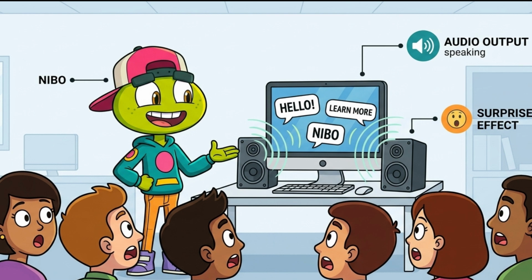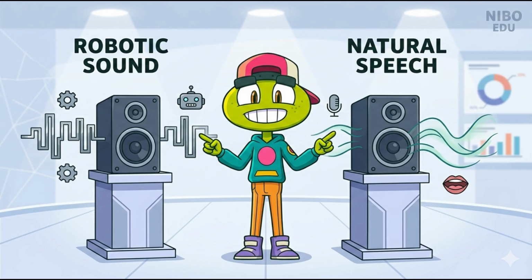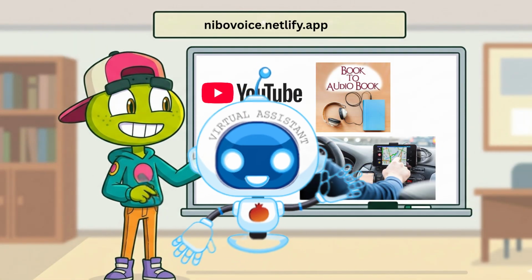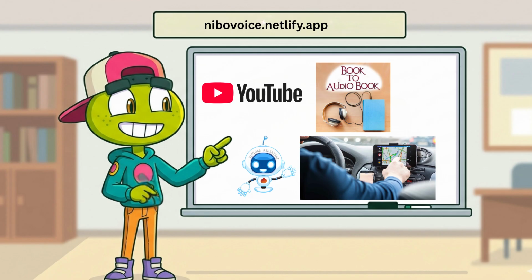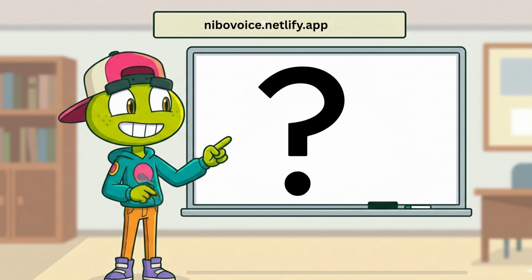Have you ever wondered how a computer can read text out loud like a real person? Not just robotic voices from the past, but voices that can sound natural, emotional, and sometimes almost impossible to distinguish from a human. From YouTube videos and audiobooks to GPS navigation and virtual assistants, text-to-speech technology is everywhere. But how does it actually work? Let's break it down in a simple way.